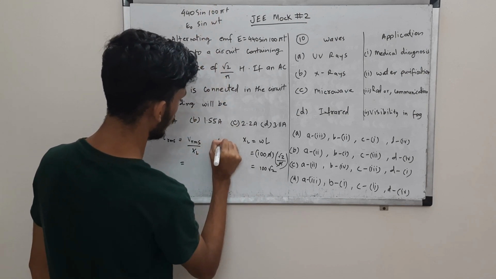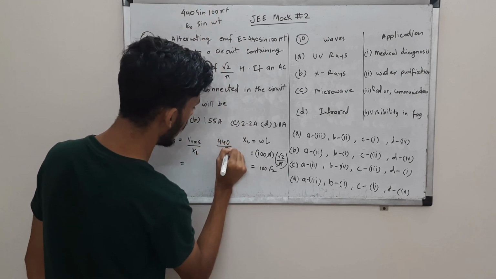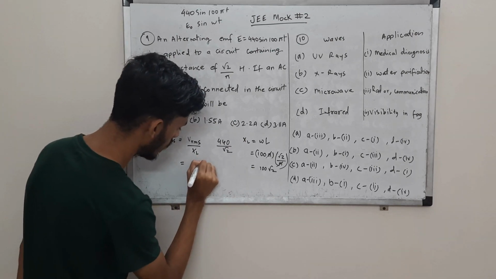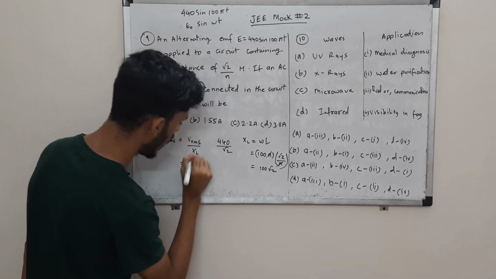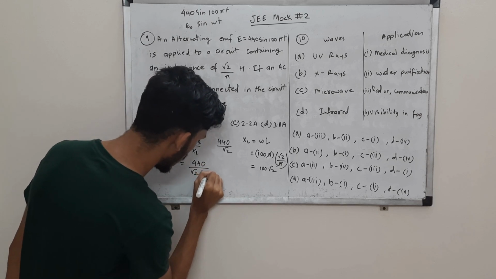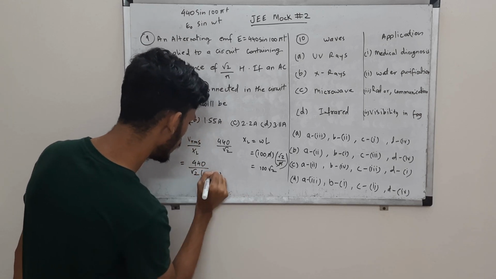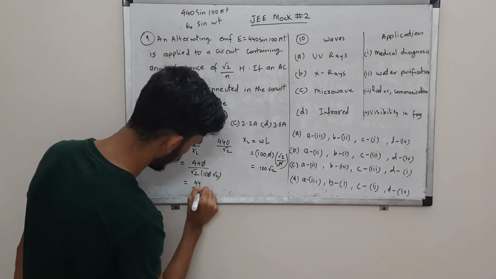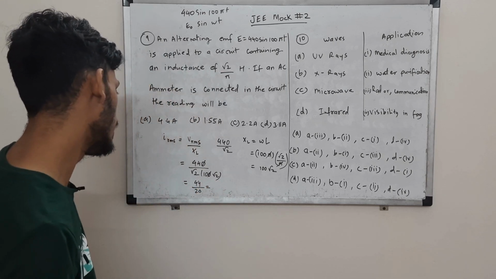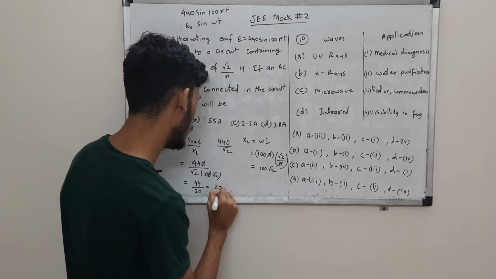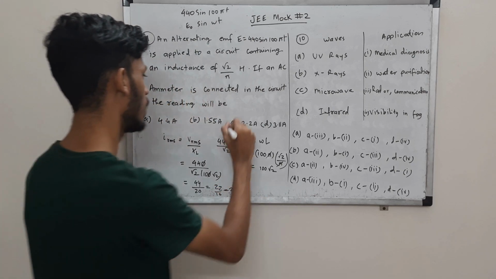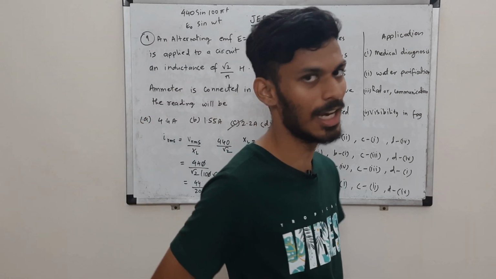Now V RMS will be simply this value. This is the peak value, right? 440 is the peak value, and peak value by root 2 is your RMS value, right? So 440 by root 2, and XL is 100 root 2. So root 2 will become 2. So it is 44 by 20. You can divide by 2, that is 22 by 10, or 2.2 amperes. Where is that? Option C. 2.2 amperes is the correct choice over here.